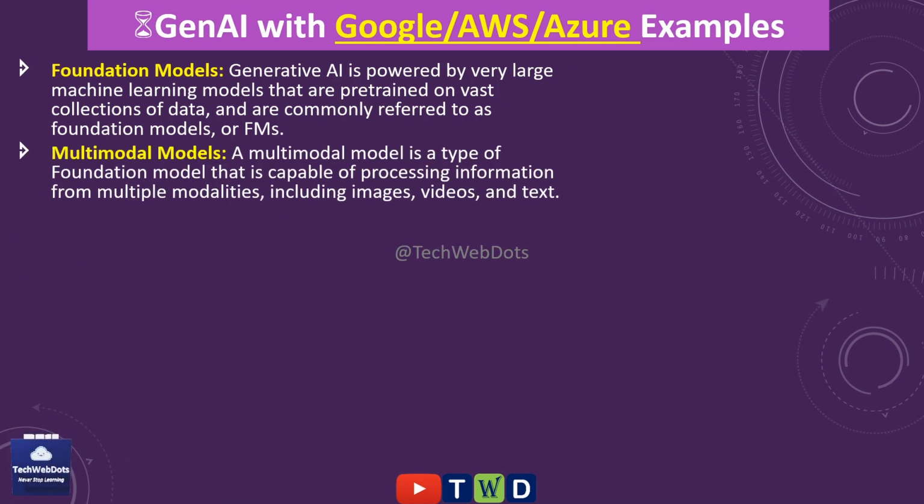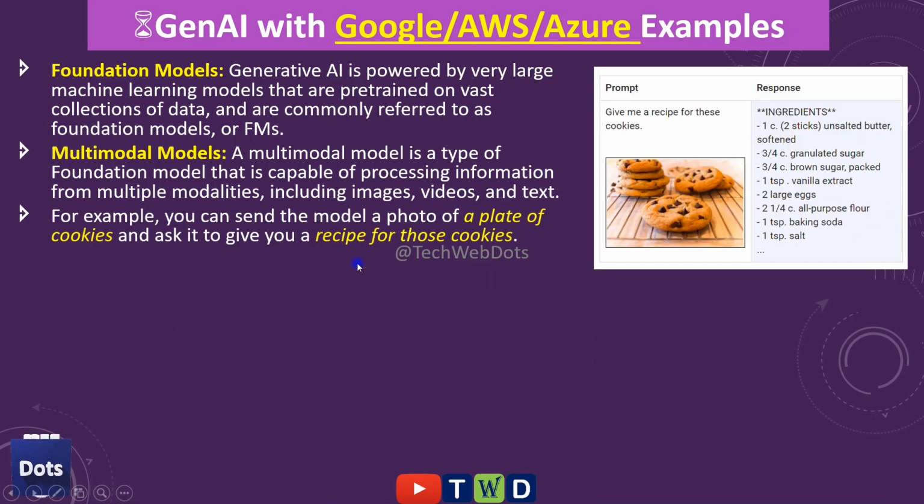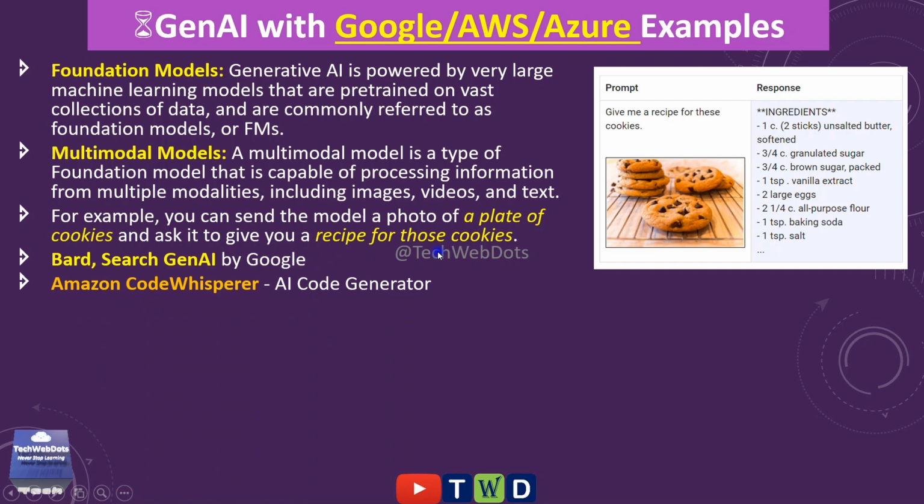Another part is multi-modal, right? A multi-modal model is a type of foundation model that is capable of processing information from multiple modalities including images, videos and text. Okay, let me show you what I'm talking about. For example, you can send the model a photo of a plate of cookies and ask it to give you a recipe of those cookies. Yes, it is possible. If I look at the right hand side, in the prompt we are saying give me a recipe of these cookies, and we are supplying one picture, and in the response we will get all the ingredients that are required to prepare these cookies.